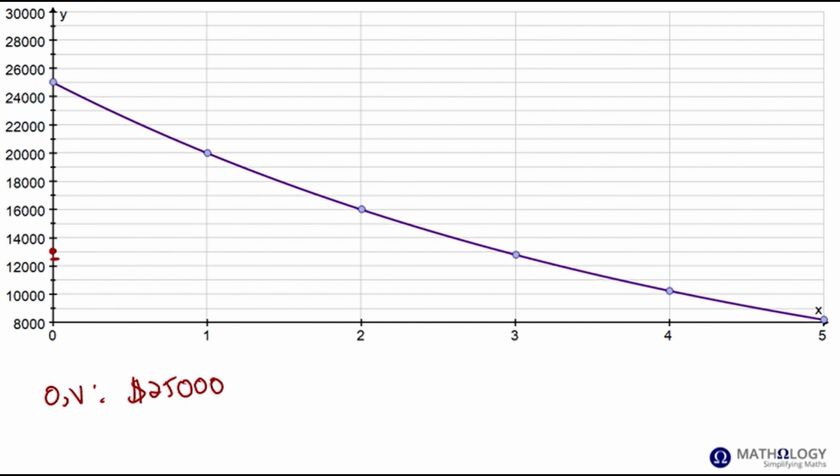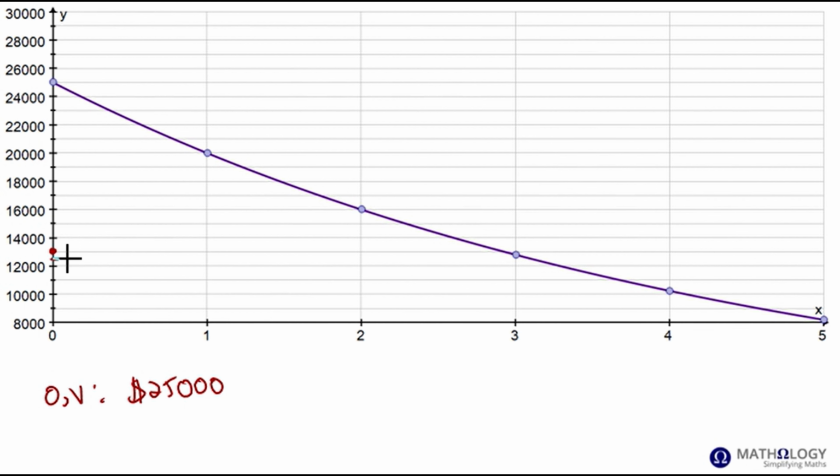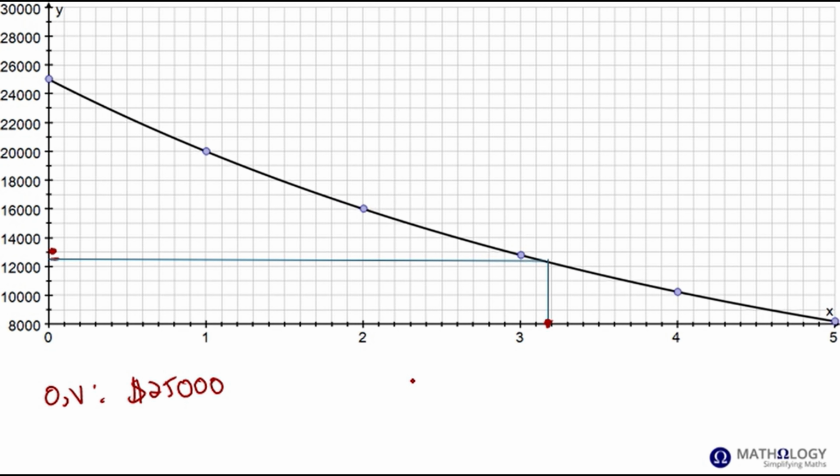We then draw with a ruler a horizontal line to the function, and then drop a perpendicular down to the x-axis and read off the value. So this x value is approximately 3.2. So it's approximately after 3.2 years, the car will be worth half its value.